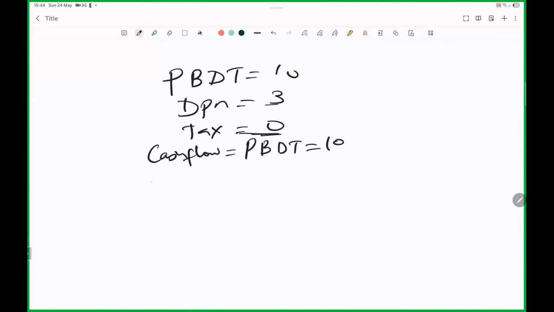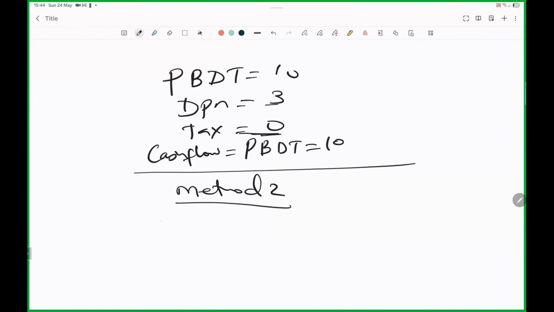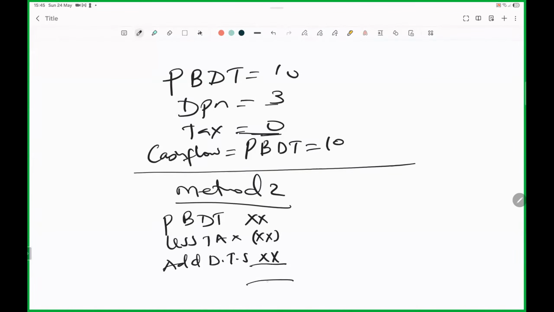And with your permission, I'll use method 2 here to prove that I'm right. Remember the second method, we normally say PBDT, you less tax automatically, like that, and then you add depreciation tax shield. 3 numbers only. This is what a smart person does to get cash flow. Any smart person will get cash flow like this.